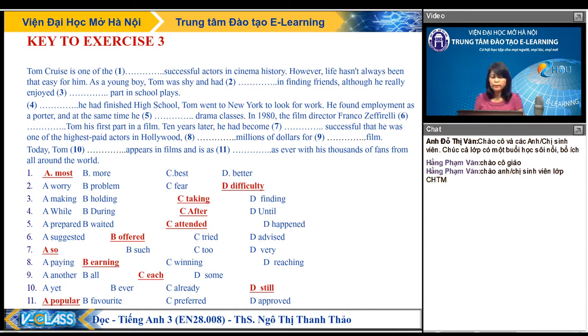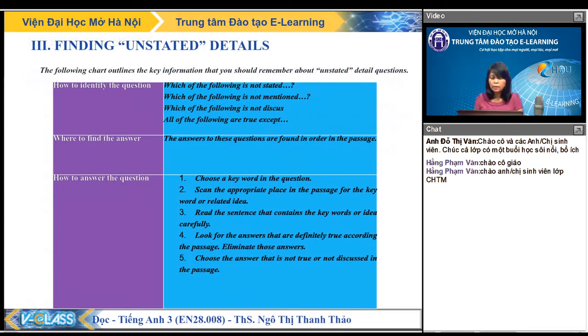Okay. So any question for exercise 3? So you don't have any question here. We move on to the next one. Section 3. Finding unstated details.